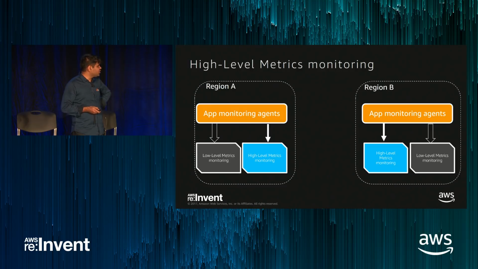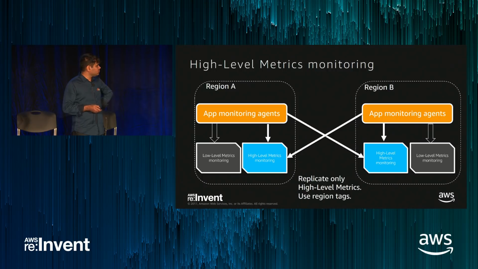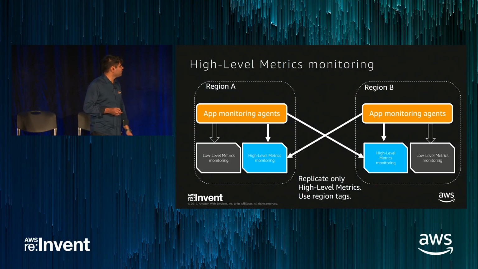But what you do in addition for high-level metrics is you send them to the other region as well, right? So should region A become unavailable, all those high-level metrics, which are much more important metrics, are also available to you in region B. Just ship those metrics with region tags and you'll be fine.